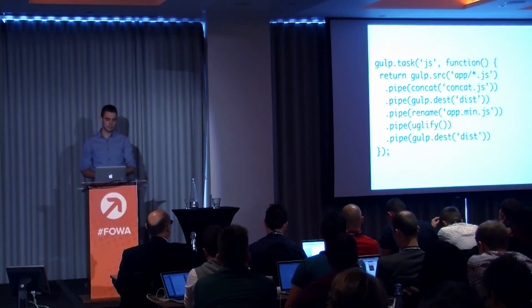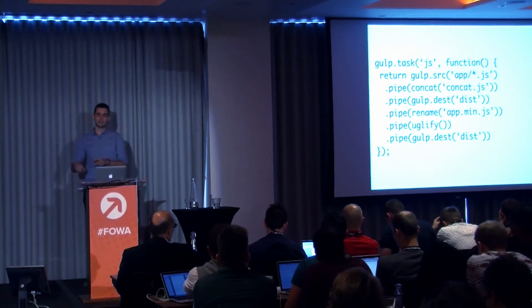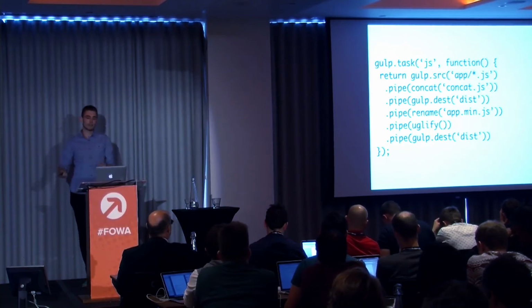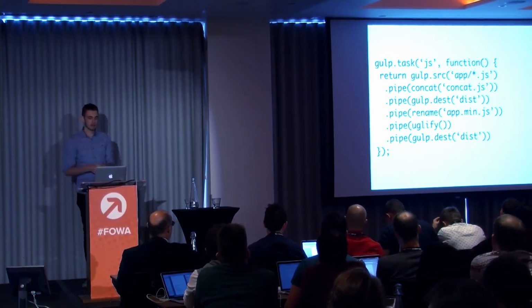So this is my JS task. It loads in all the JavaScript files and concatenates them into concat.js. It then writes that concatenated file out into the dist directory. It then uses gulp-rename, which is another plugin, to rename the current file to app.min.js.